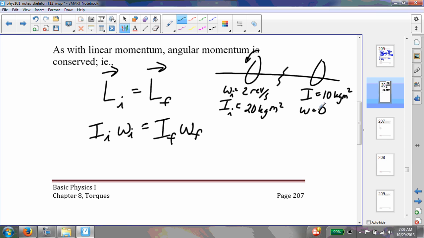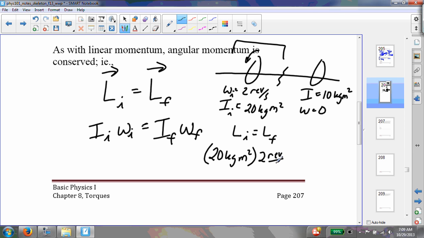Well, initially, all I have is this object spinning. So I know that L initial equals L final. My initial angular momentum is just going to be 20 kilogram meters squared times 2 revolutions per second. You could convert this, by the way, to radians per second, but we'll notice here that the units are going to cancel out anyway, so it doesn't matter.